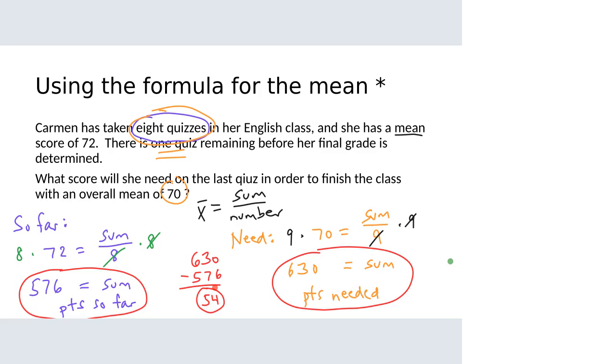We'll talk about weighted averages next week, but what's going on here is over the course of 8 quizzes, she's got a 72 in the bank. That's a lot of quizzes with that 72 average. So it's going to be hard to mess it up on one quiz. She's got some cushion built in, and the cushion allows her to get a 54 on that last quiz.